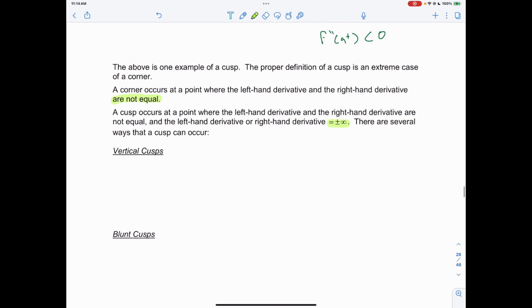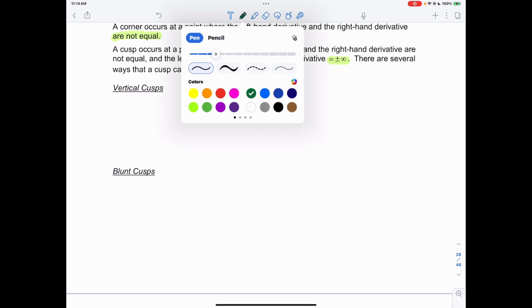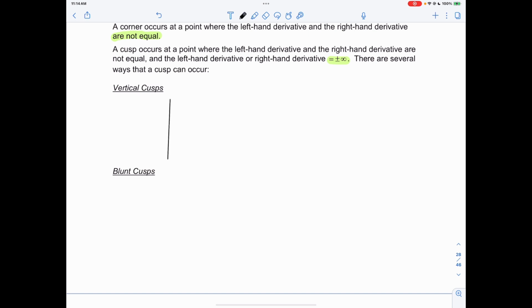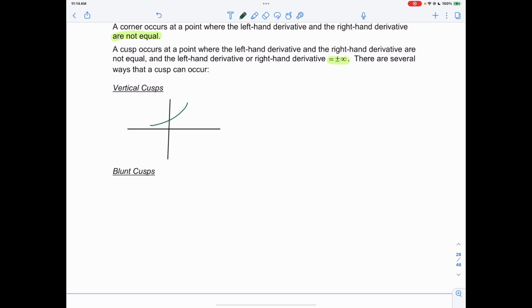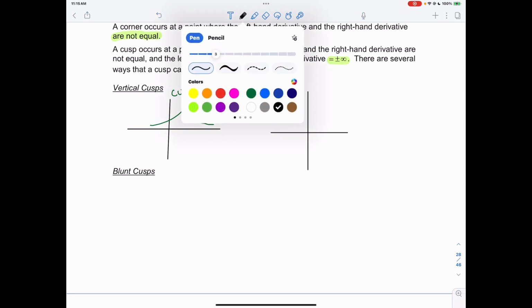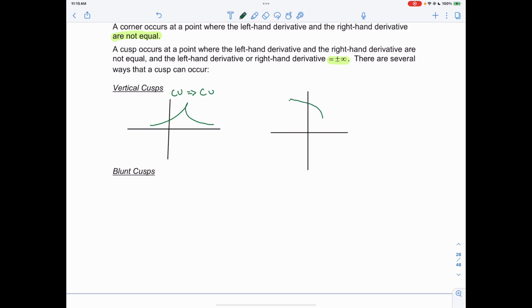There are several ways that we can have this happen. We can have a vertical cusp, kind of like what we just took a look at, where a vertical cusp can look like this, where we can see that it's going from concave up to concave up. We can have a vertical cusp that looks like this, where it's going from concave down to concave down, like in the example that we just saw.